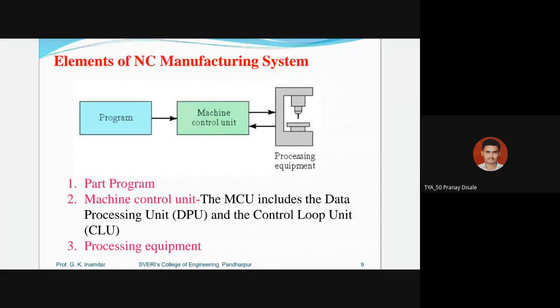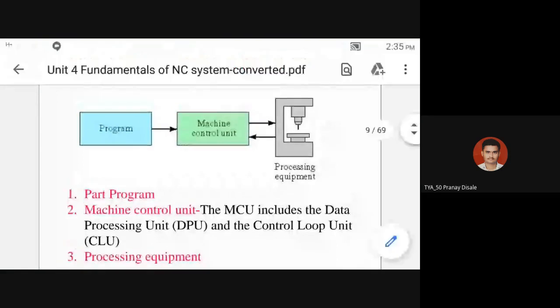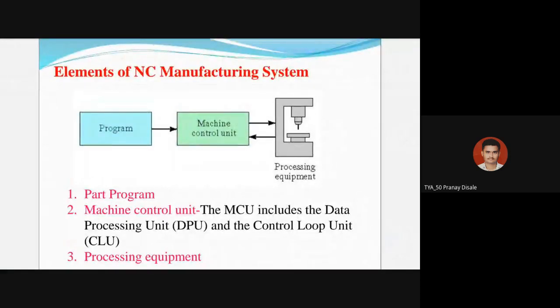Now see here the elements of the NC system, the elements of the numerical control system. Basically three elements are there: part program or program; second, the machine control unit; and third, processing equipment. Processing equipment is nothing but the machine tool, whatever the machine is, CNC machine, drilling, shaper machine, according to your operation. Basically three elements are there.